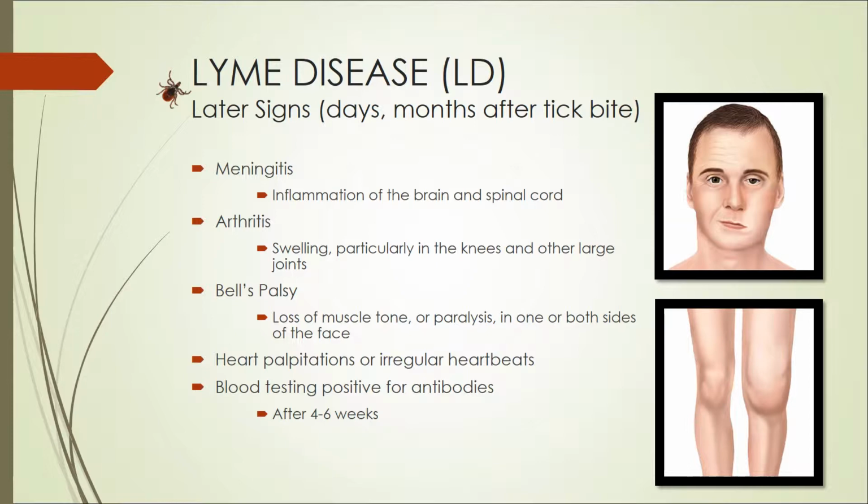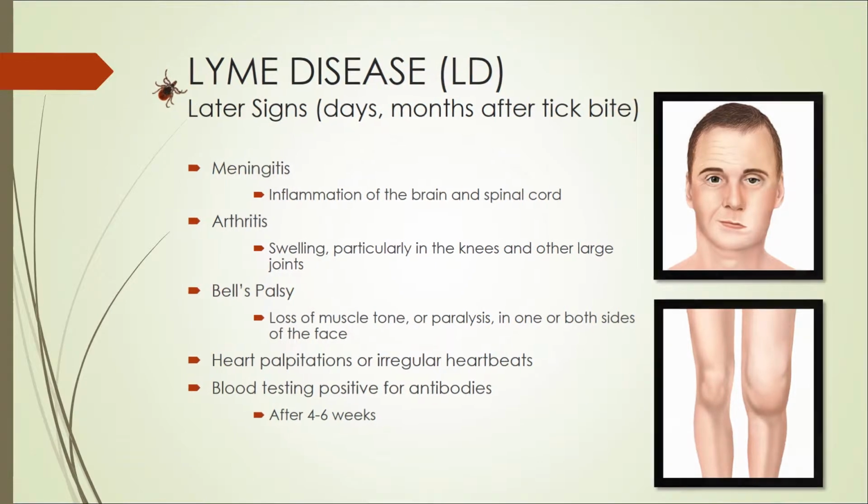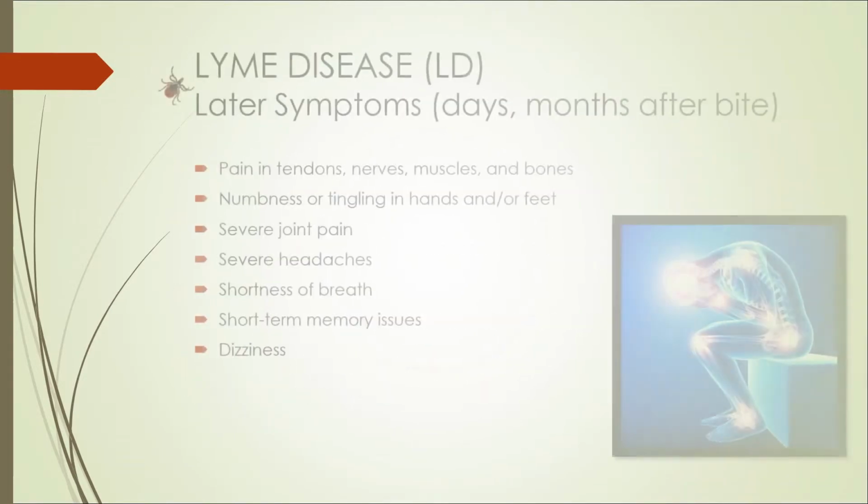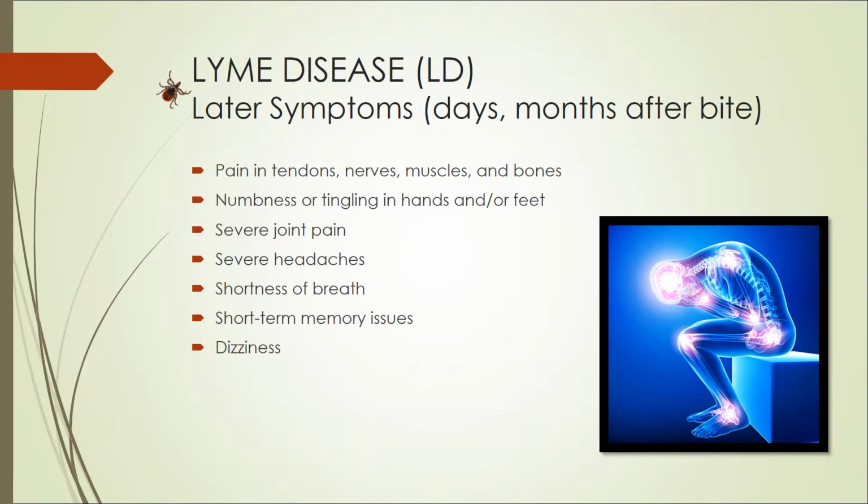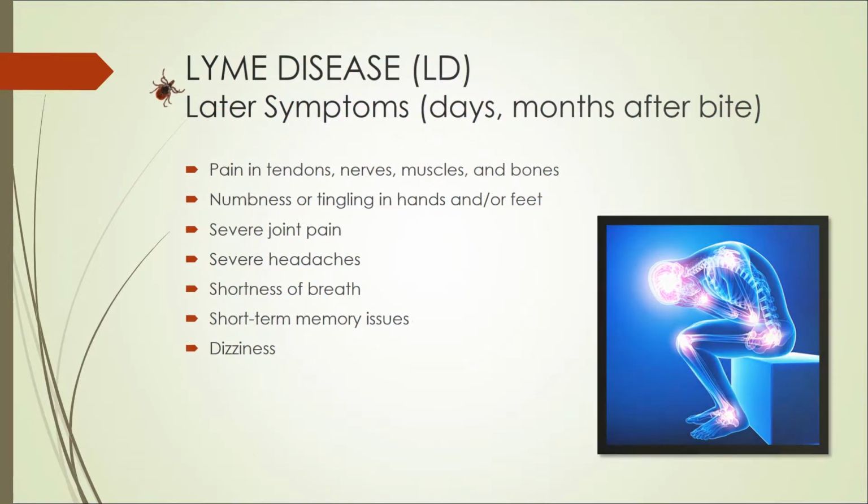After 4 to 6 weeks, a blood test will most likely come back positive for antibodies. At this stage, an infected person may describe symptoms such as pain in tendons, nerves, muscles, and bones, numbness or tingling in hands and feet, severe joint pain, severe headaches, and shortness of breath. They may also have trouble with short-term memory and experience dizziness.